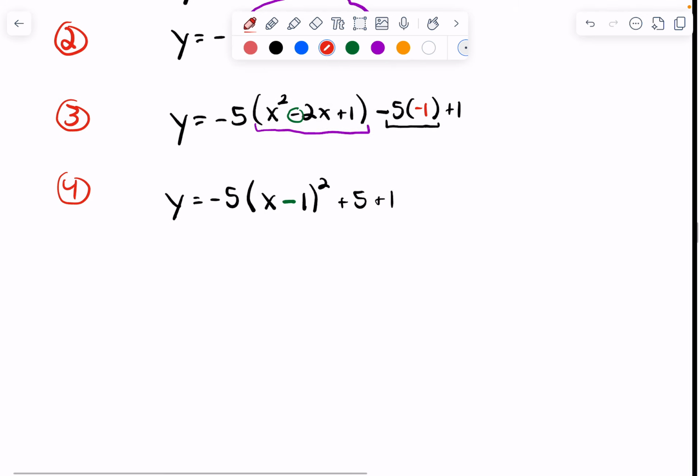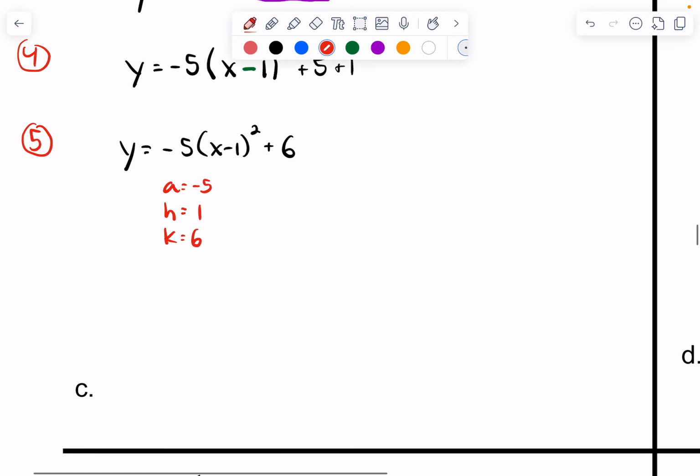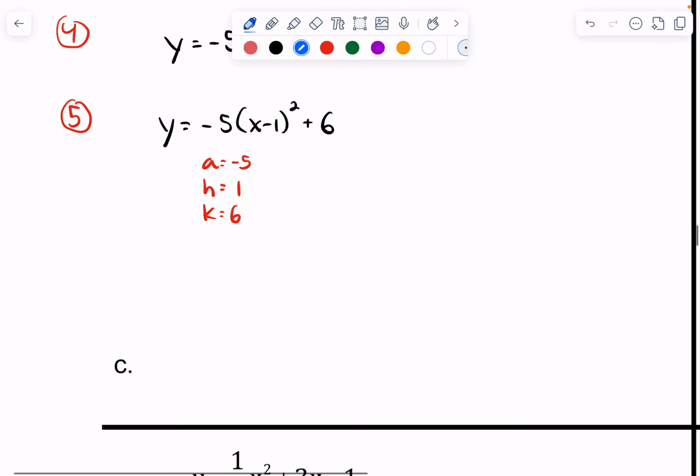And now the last step is to collect those like terms on the outside. So y equals minus 5 times x minus 1 squared plus 6. And there you go. You can see you have an a of minus 5, an h of 1, and a k of 6. So the question is also asking us to state our vertex. So our vertex is at the point 1, 6.